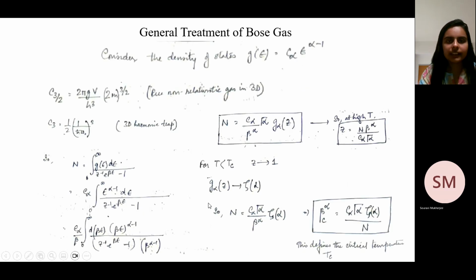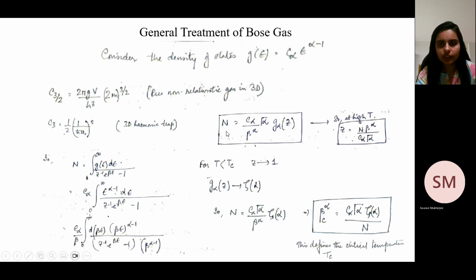Okay. And then finally, we had discussed the general treatment of Bose gas. So we saw that for some general density of states, which goes as C alpha epsilon to the power alpha minus 1, like for a non-relativistic gas in 3D, your alpha is now 3 by 2, while for a 3D harmonic trap, your alpha would be 3, right? And if you do that, you can do this integral and similarly find the expressions.